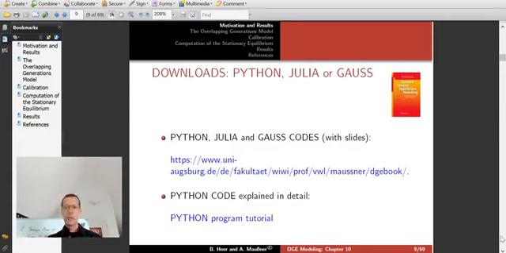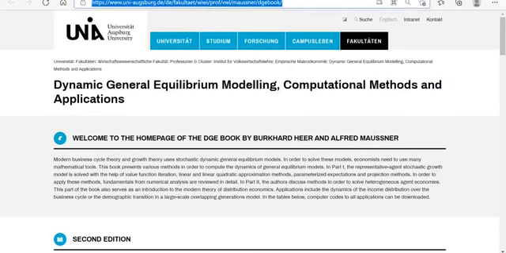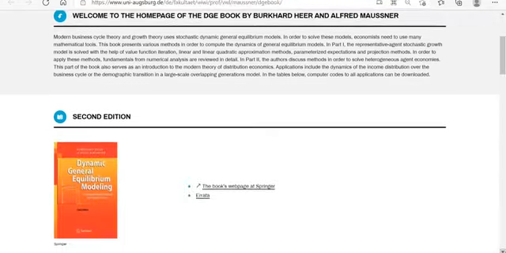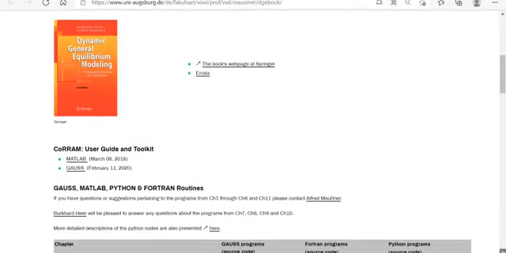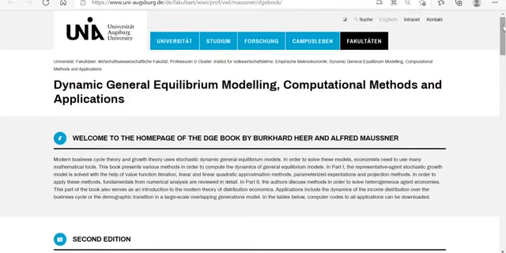So let me take a look at these pages. The first page that I would like to point out to you is our homepage for the book, Dynamic General Equilibrium Modeling: Computational Methods and Applications, which you can just Google, or you can copy the address from the menu bar. If you scroll down the page, you find Gauss, MATLAB, Python, Fortran routines, Julia, and more. So you find all the code on this page. If not, just send me an email and I will be happy to provide it to you.